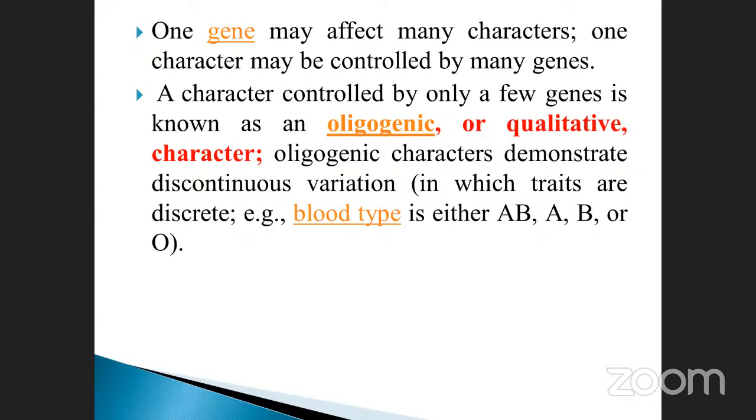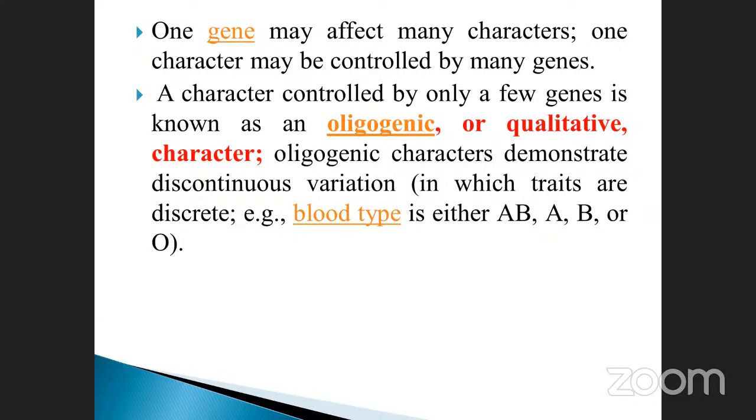Okay, one gene, one enzyme hypothesis. Once again, repeat for you. That means one gene produces only one type of enzyme. Here, what they told: one gene may affect many characters. A particular gene may control or affect so many characters. Sometimes, one character may be controlled by many genes. These are the contrasting, antagonistic effects. Okay, opposite. This is very, very important.